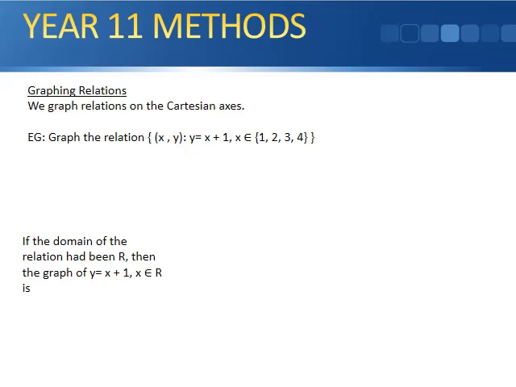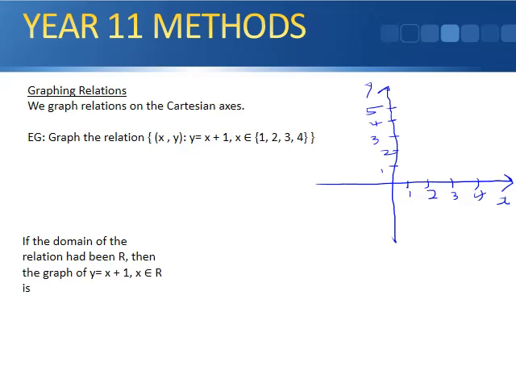Graphing relations. We graph relations on the Cartesian axes. So the example says graph the relation (x, y) such that y equals x plus 1, where x is an element of {1, 2, 3, 4}. So it's only those points there, 1, 2, 3, 4. I'll just draw out my axes here, extend it here, y. So I've got the points 1, 2, 3, and 4. And I'd better put my y's there, 2, 3, 4, 5. Now, these are only the points. I'll do them in red.